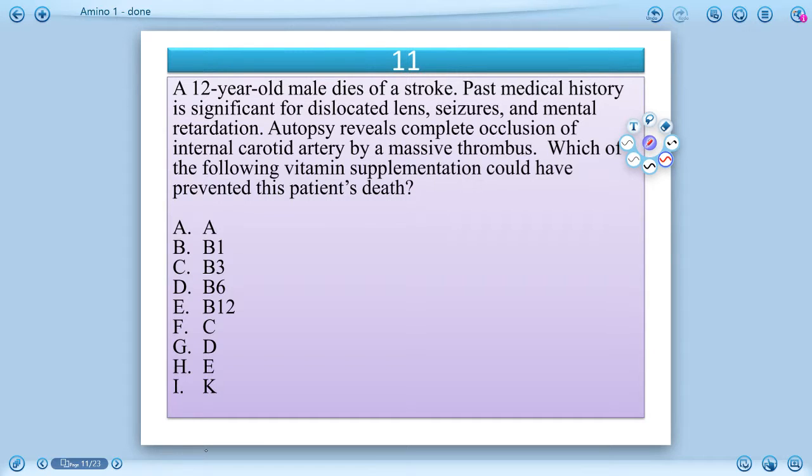Let's finish it. Past medical history is significant for dislocated lens, seizures, and mental retardation. Autopsy reveals complete occlusion of internal carotid artery by massive thrombus. Which of the following vitamin supplementation could have prevented this? D, B6. Okay.